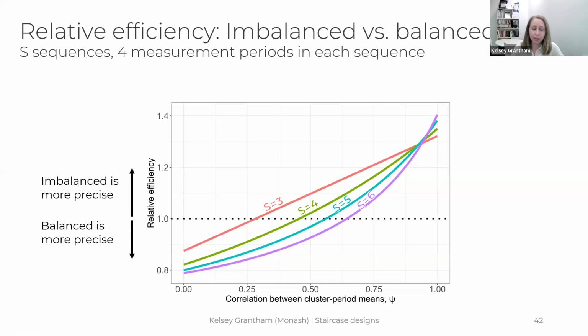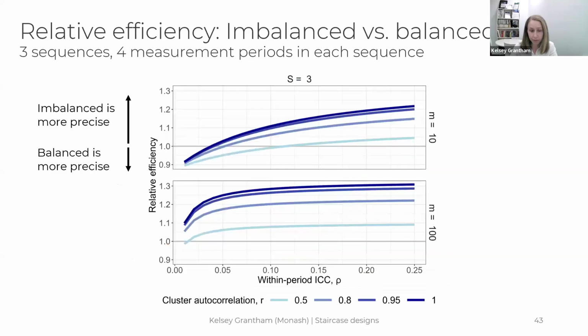And so it's useful to see how the relative efficiency depends on psi, since psi encodes information on the cluster period size and the underlying individual level correlation parameters. But we can also see how the relative efficiency depends on these underlying parameters as well. So here are the same results for the 3-sequence design with different cluster period sizes in the top and bottom panels for a range of realistic correlation values with the within period ICC along the x-axis, and then different cluster autocorrelation values in the lines of this plot. So we can see that the relative efficiency increases as each of these 3 parameters increases. So when we go from a smaller to a larger cluster period size, as the within period ICC increases, and also as we increase the cluster autocorrelation, so we go from lighter to darker blue lines.